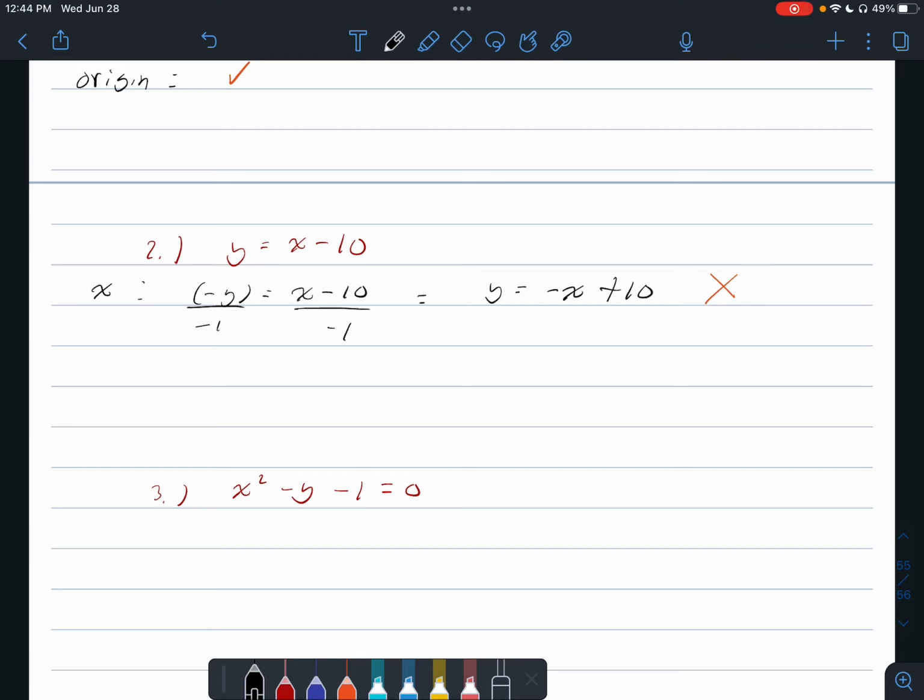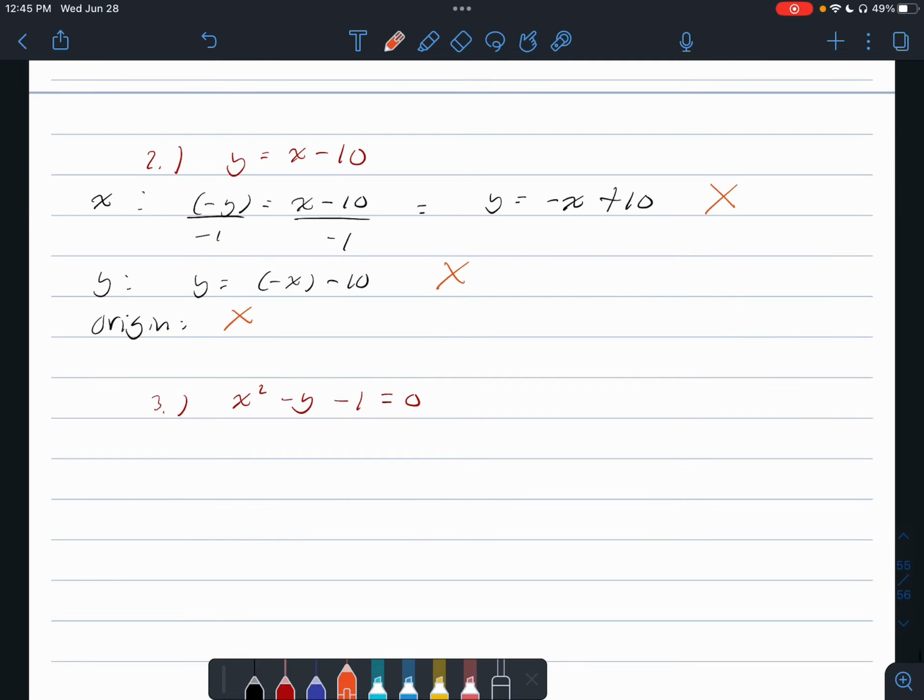Let's try for the y-axis. So we can have y equals negative x minus 10, which we can already see is not the same thing. So we know that this is not symmetric with respect to the y-axis. And therefore, it's not going to be symmetric with respect to the origin. So, none of the above.